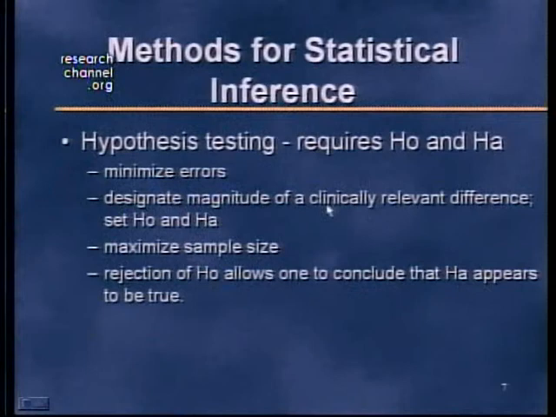We'd have to declare up front the magnitude of a clinically relevant difference by setting the null hypothesis and the alternative. So our aim is to minimize errors, determine our minimum clinically relevant difference, and then maximize the sample size based on that. The aim is to be able to reject the null hypothesis and then conclude that the alternative appears to be true. So we set up a null hypothesis, especially in a two-group comparison, versus an alternative that there's a clinically meaningful delta or difference of interest, with the hope of being able to conclude that the alternative appears to be true.